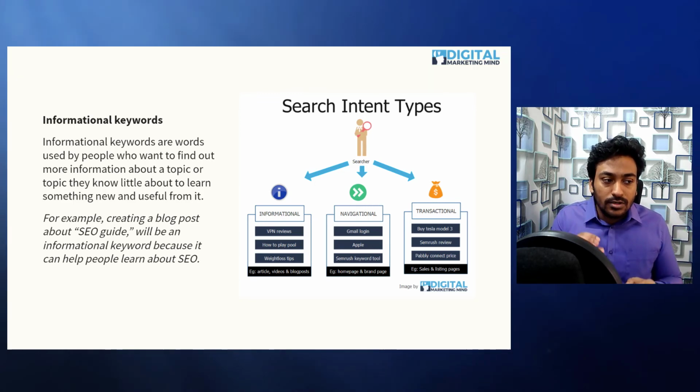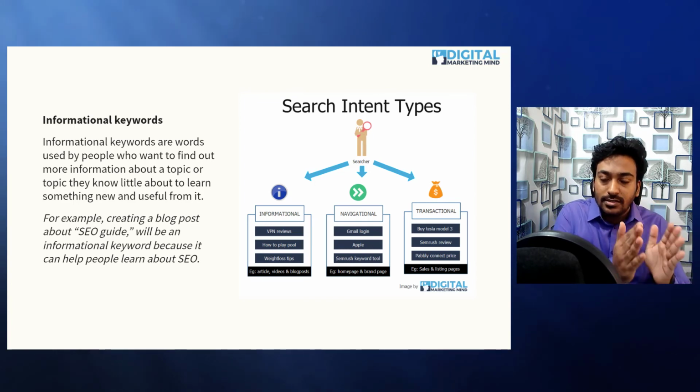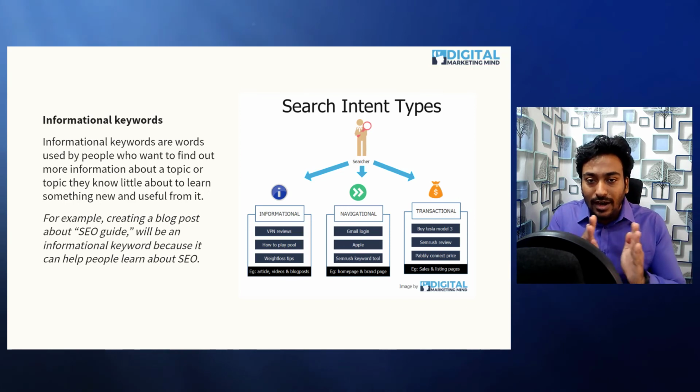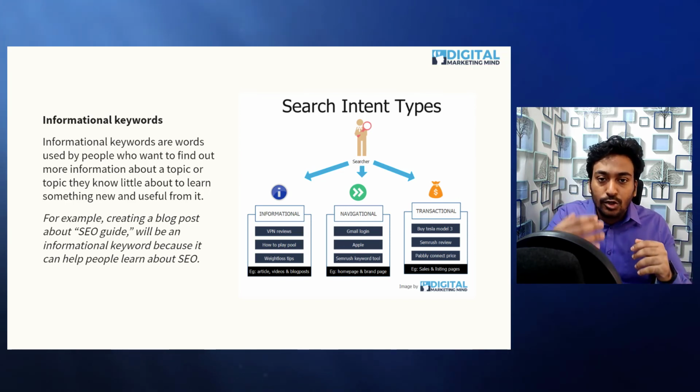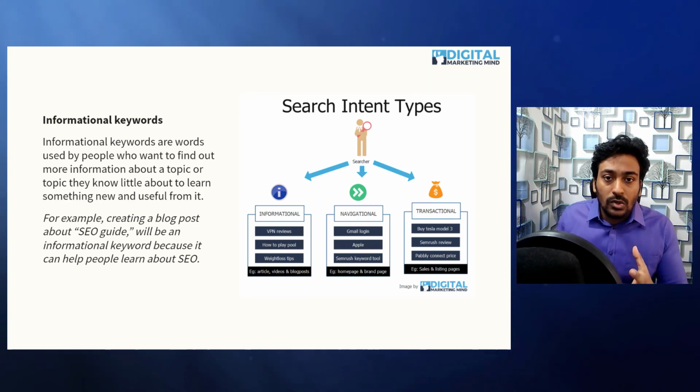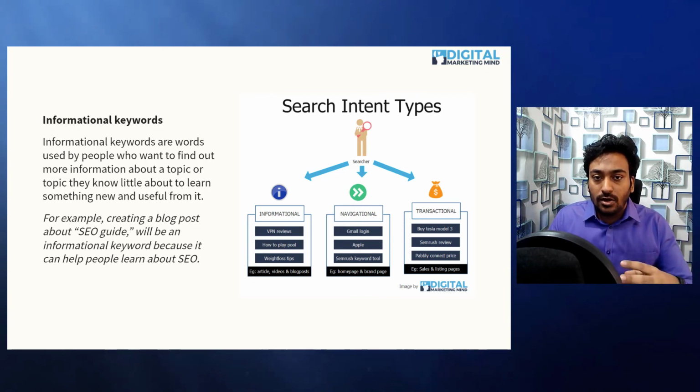Informational keywords are words used by people who want to find out more information about a topic they know little about, to learn something new and useful from it. For example, creating a blog post about an SEO guide will be an informational keyword because it can help people learn more about SEO. This is the first cycle of the buyer keyword research process, where they don't have any immediate buying intention, but are just getting started and trying to find all the different keywords to get a better understanding of that subject area.